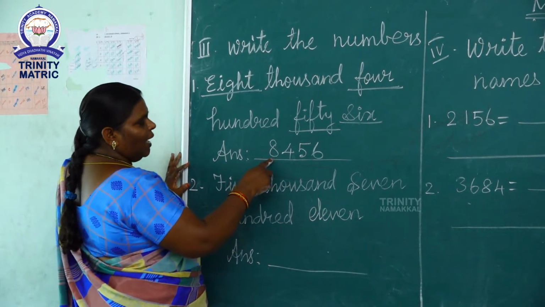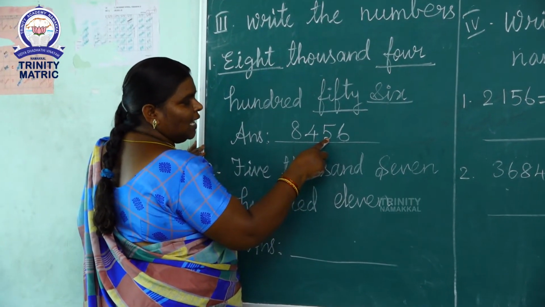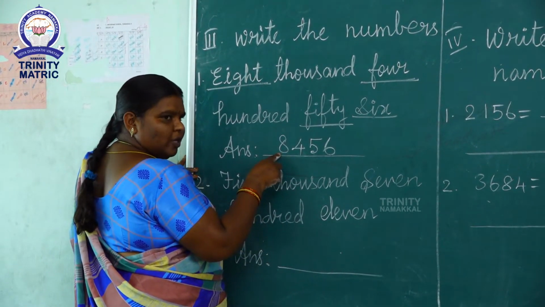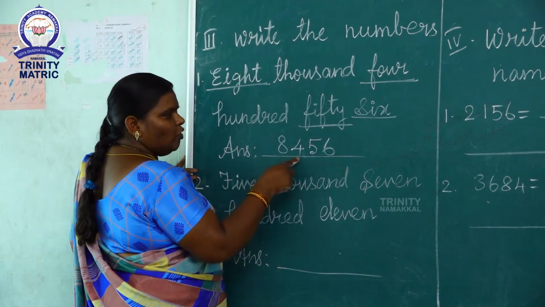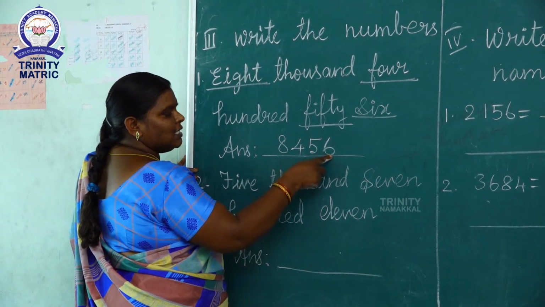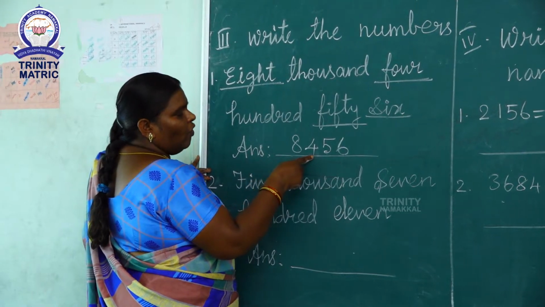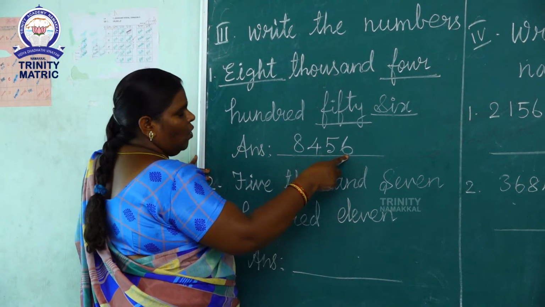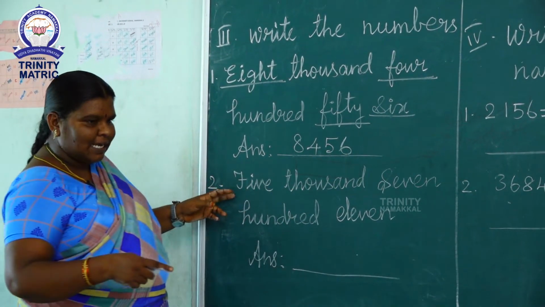You read this number. First say the place value: ones, tens, hundreds, thousands. So you read this number 8,456. Okay. Next, see the next sum.